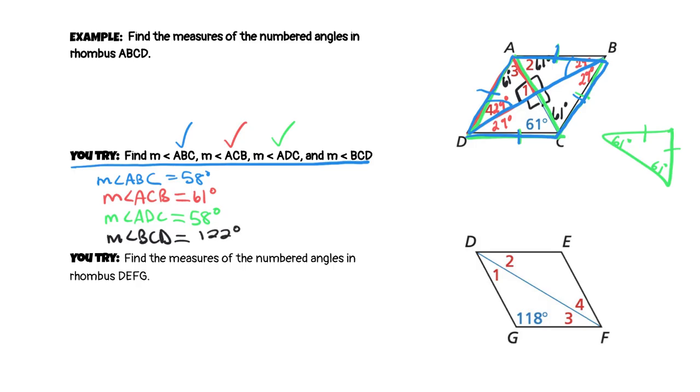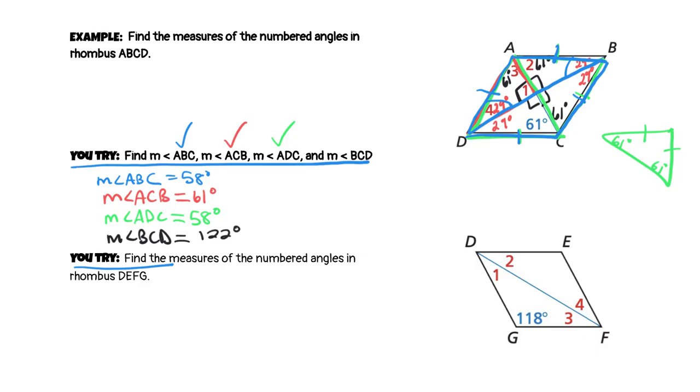All right, so go ahead and pause this again. I'm going to have you do the next Try. It says find the measures of the numbered angles in rhombus DEFG. So go ahead and pause it and then press play once you've noticed most of them are done. All right, you guys, hopefully we are done.